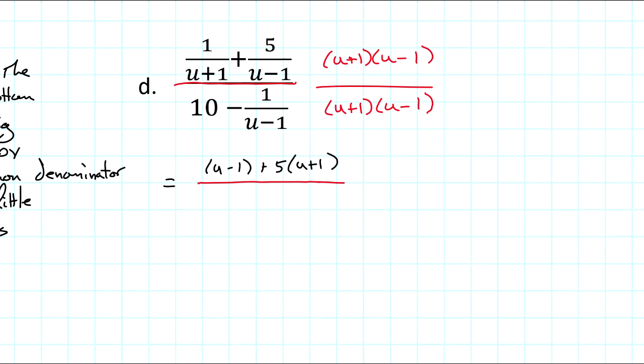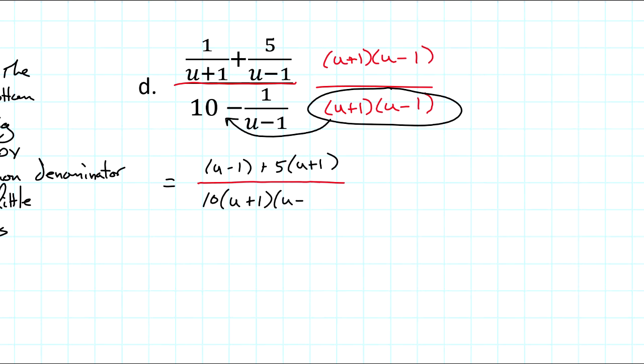Okay. Now on the bottom, we're going to take the u plus 1, u minus 1, and distribute it first to the 10. That's not going to simplify at all. There's no denominator with that 10, so nothing will cancel. So we'll just write it all out. 10 times u plus 1 times u minus 1. Minus, now I'm going to take the whole u plus 1, u minus 1, the whole thing, and multiply it by the second term. And the u minus 1s will cancel here, and we'll have 1 times u plus 1. Stay this fraction bar out.